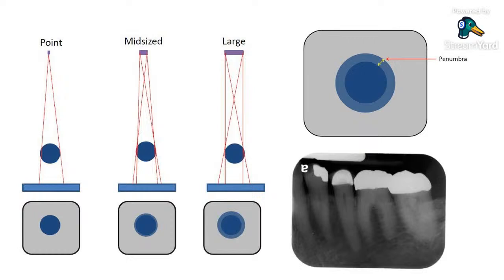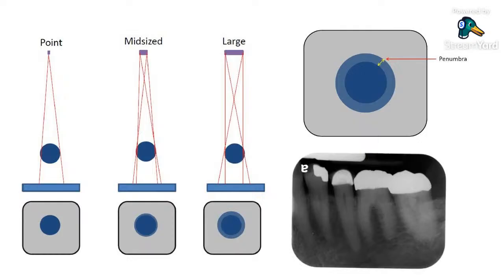Let's see, why does it happen, right? You can see these three images that are on the left side. You can see there's one point, then there's mid size, and then there's large size. So if there's a very small point, the x-rays do not spread out. The rays do not spread out, right? And it has the least possibility to create a penumbra effect.